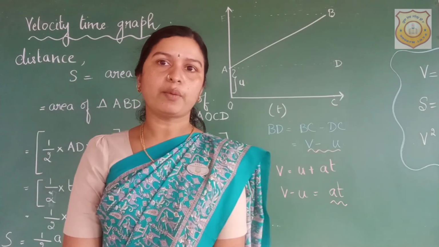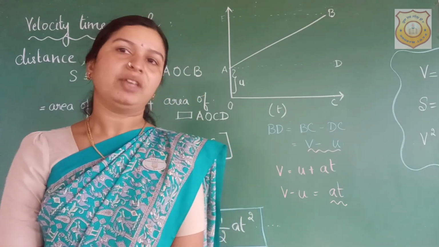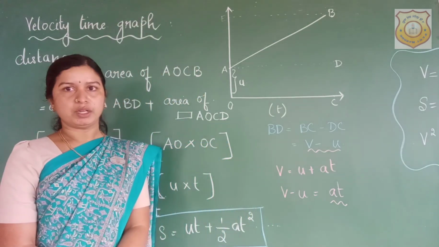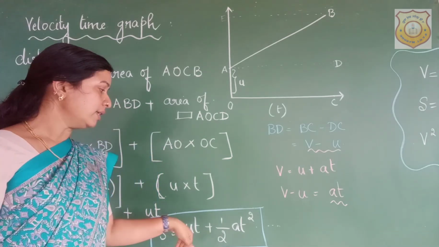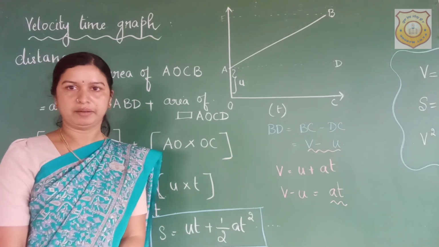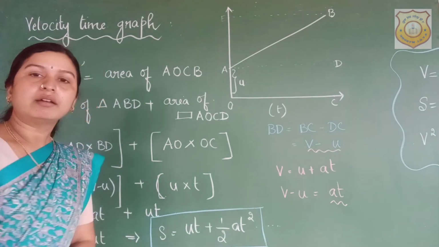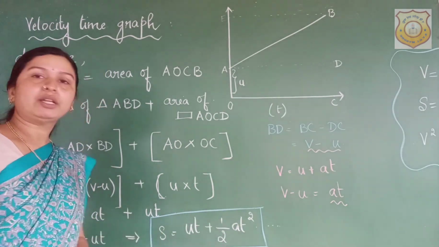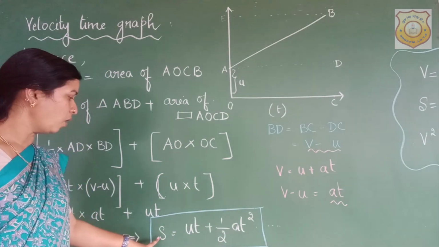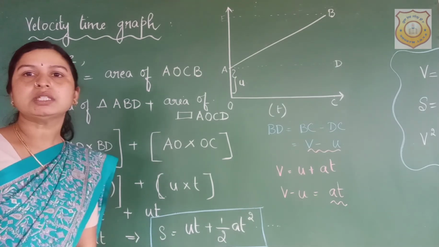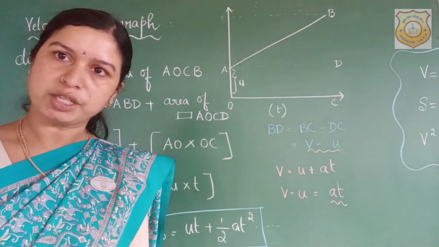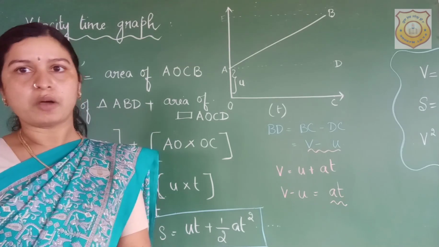Which is the second equation of motion? Yes, S equal to ut plus half at square. You can see here that in this particular equation we have a quantity called S, which denotes the distance or the position of the moving object.